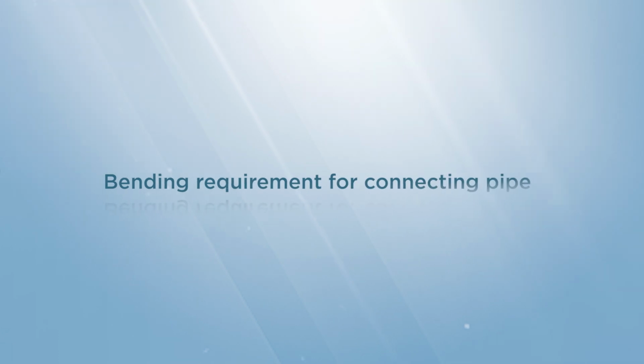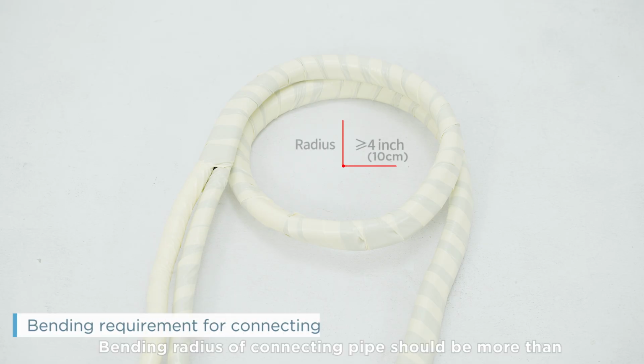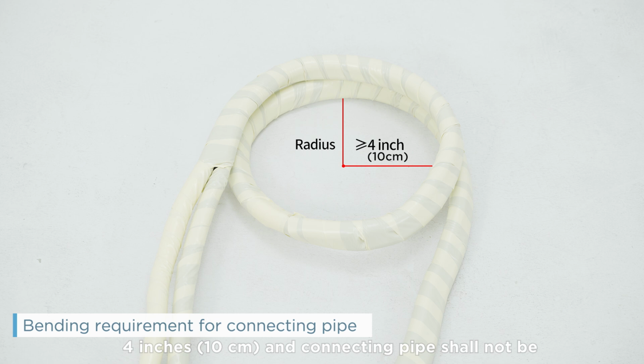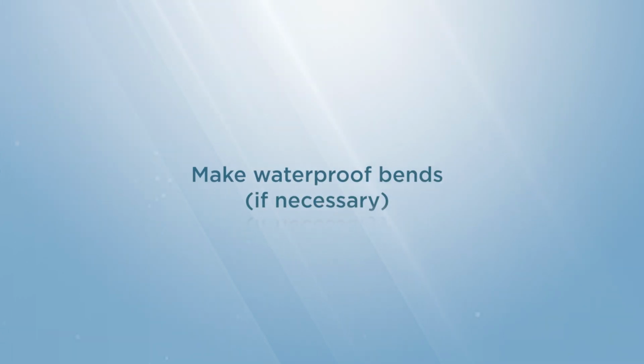Bending requirement for connecting pipe. The bending radius of the connecting pipe should be more than 4 inches (10 centimeters), and the connecting pipe shall not be squashed during bending. Make waterproof bends if necessary.